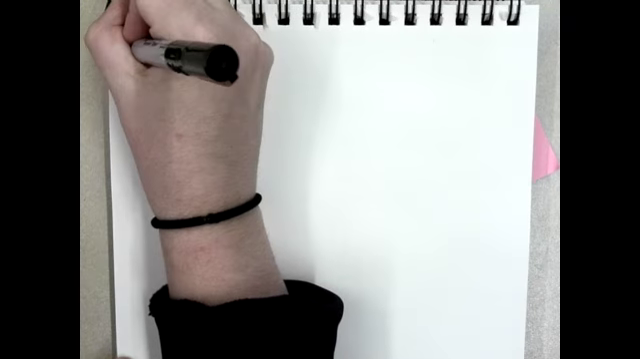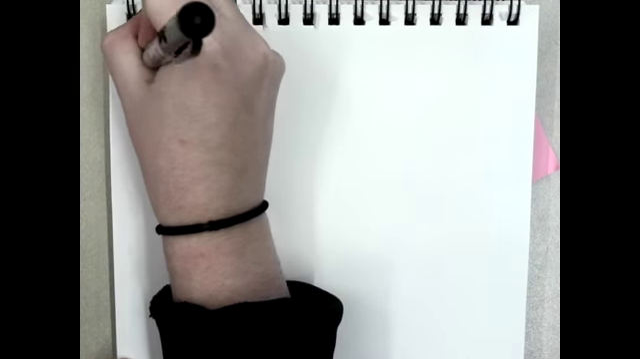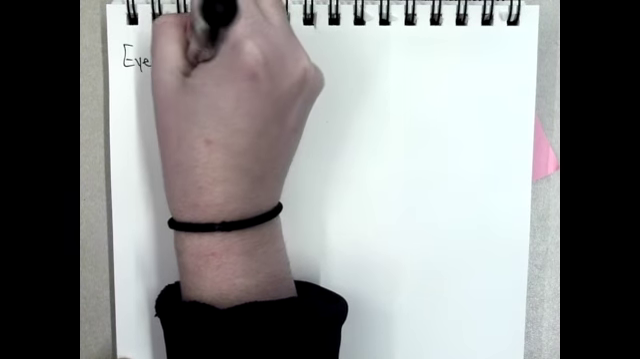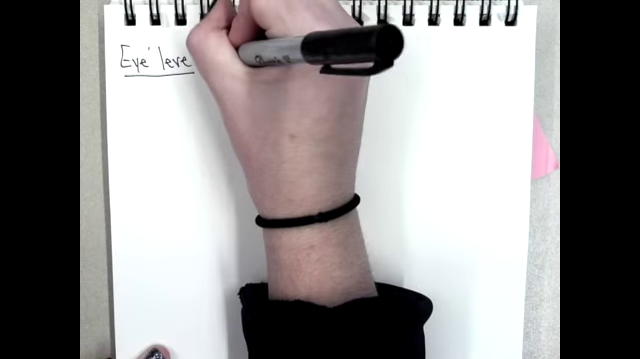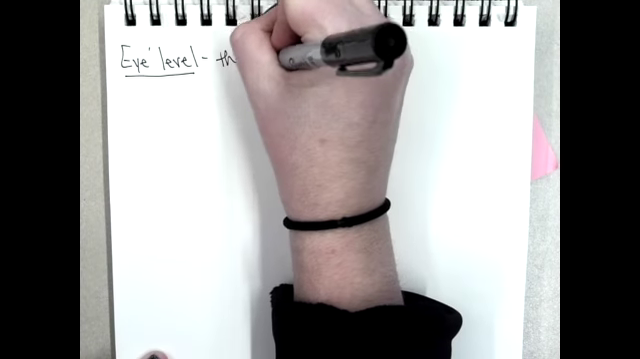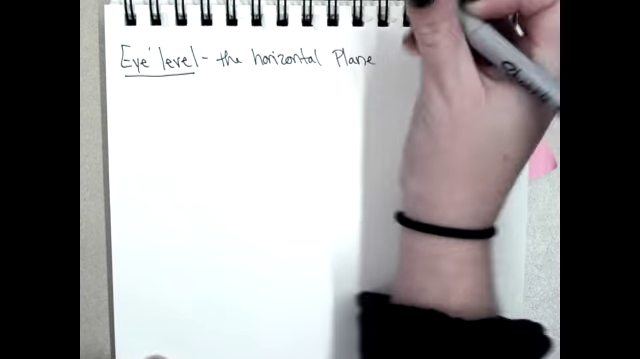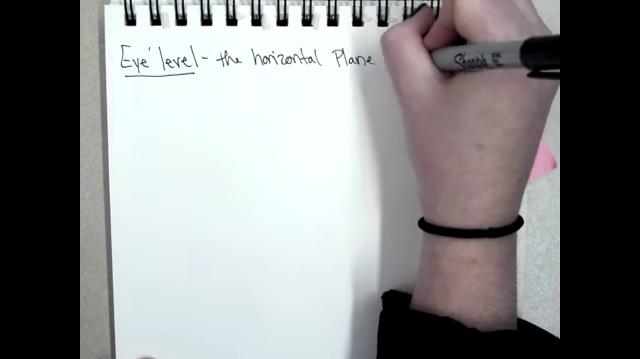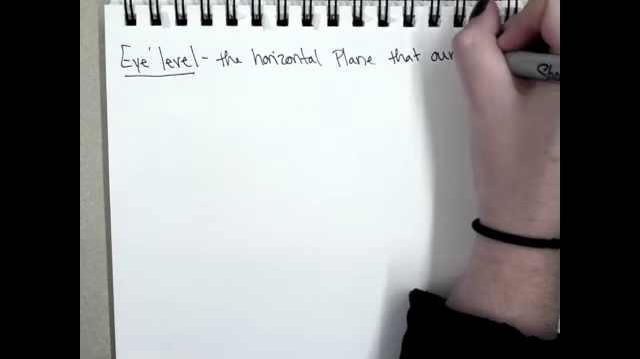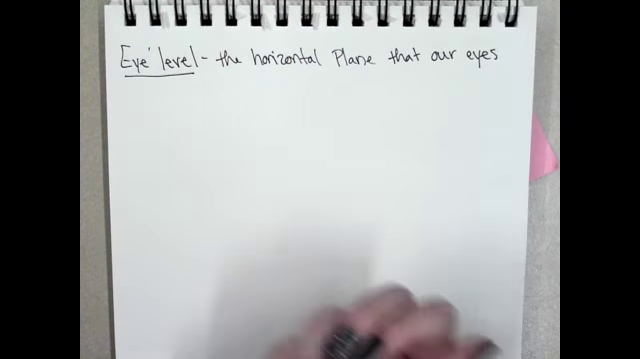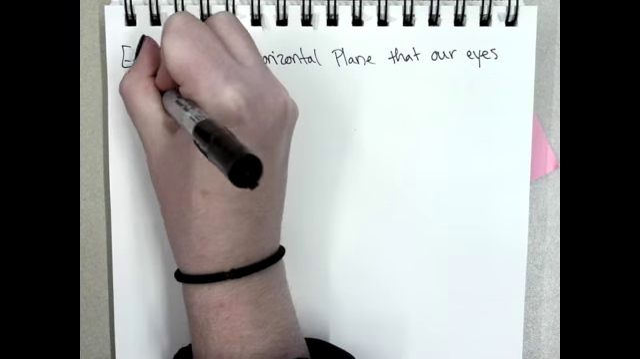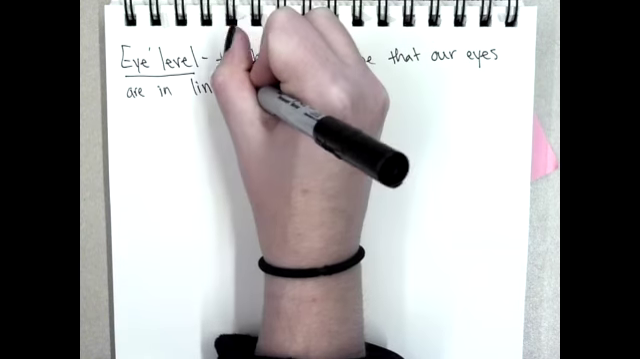All right, today we are going to talk about eye level and proximity. Our eye level is the horizontal plane that our eyes are in line with.